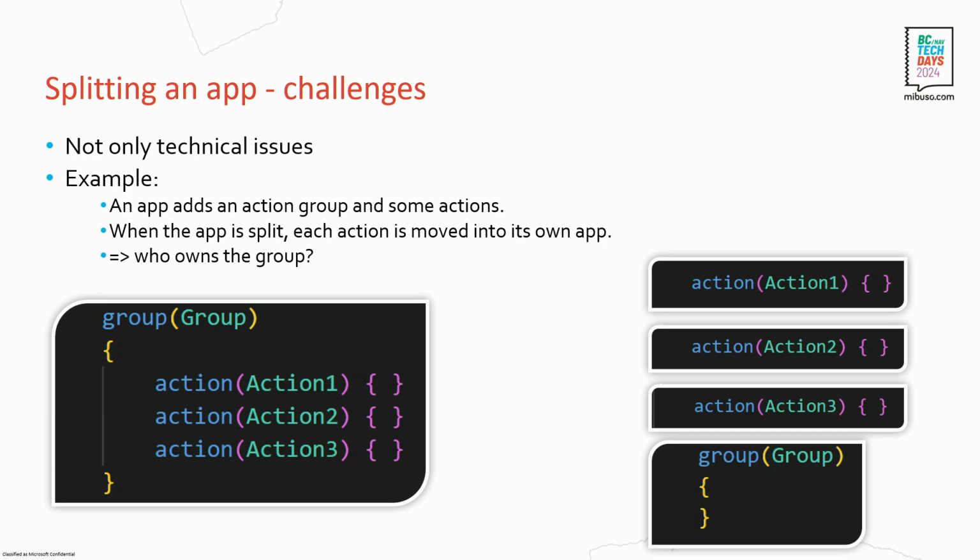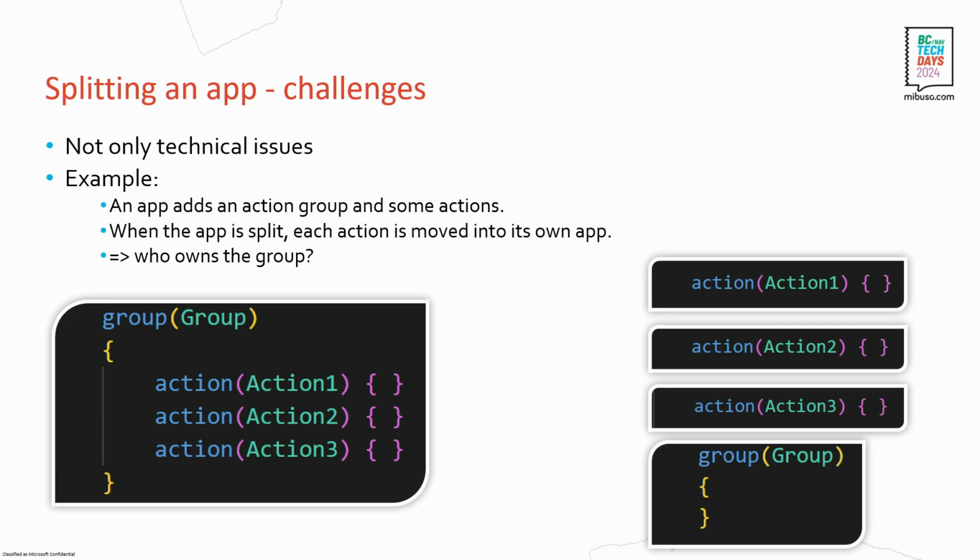So it seems pretty easy to split the app. There are no issues, technically it's fairly easy. But logically, you can run into very simple issues where you still have to make a choice, right? So here's an example where your big app may add a group of actions, and you add several actions, and then when you split the app, each of the actions goes to an individual app.